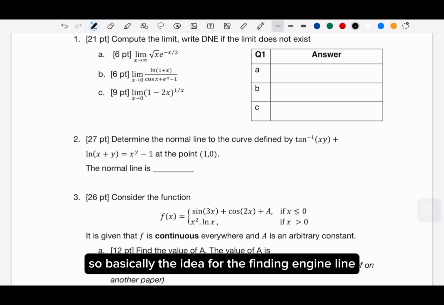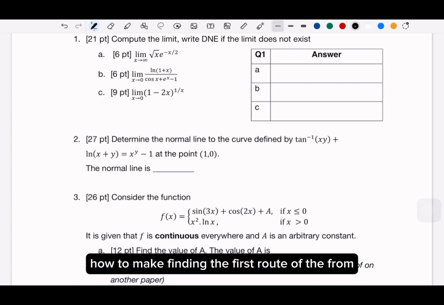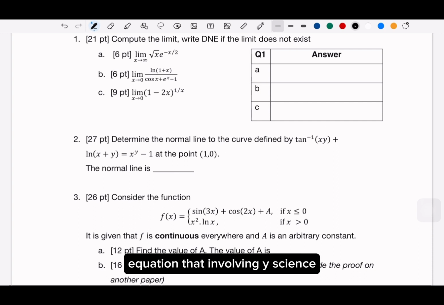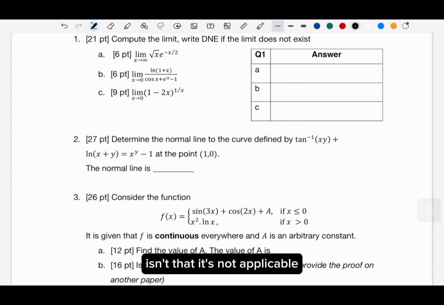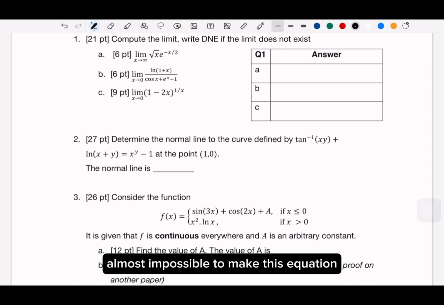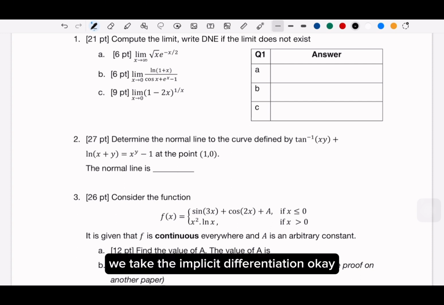So basically, the idea for finding the tangent line and normal line is finding what? dy over dx, which is the first derivative. But how can we find the first derivative from an equation that has y inside? Well, you could argue that we can make the equation y equals something and then differentiate with respect to x. Well, for this case, it seems that it's not applicable. I think it's almost impossible to write this equation explicitly in y. So the only way we can do it is by implicit differentiation.